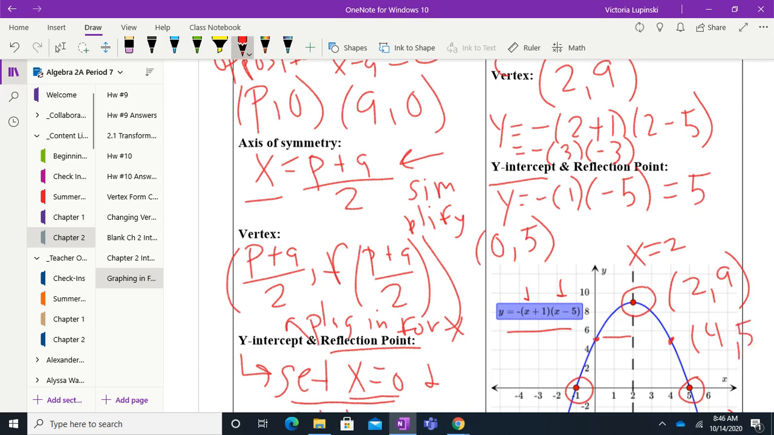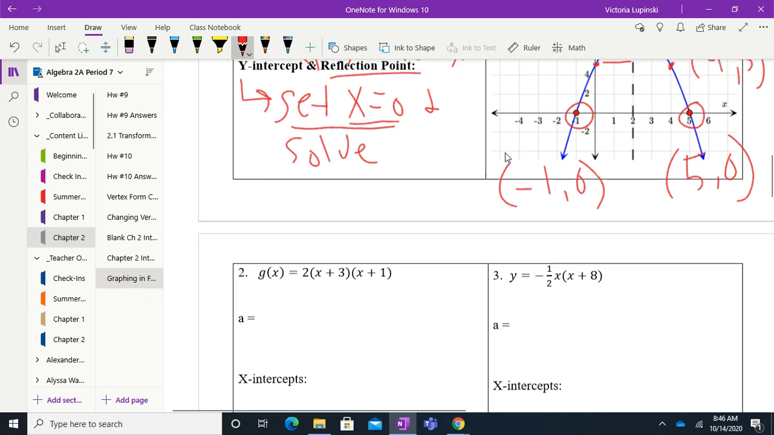So this is what is considered to be a high quality graph. It has the vertex, it has the x-intercept, it has the y-intercept, and then it has a reflection point on the other side. Your graph only gets better the more points you choose, but generally speaking, these 5 are usually enough, although in the upcoming examples, we'll find a few extras just to be sure.